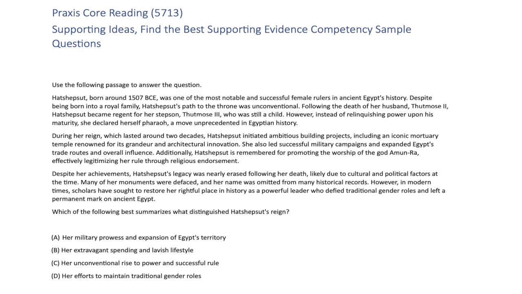When we take a look at the question, we notice that they are looking for a statement that best summarizes what distinguished Hatshepsut's reign. So we want to make sure that our answer choice is somewhat of a summary of her reign. The passage highlights Hatshepsut's unconventional path to the throne and her overall successful reign as pharaoh, making answer choice C the correct answer choice. A, B, and D, while they are all concerns and issues in the story, the question is asking about what made her reign distinguished and different. So C is the best summary, which is her unconventional rise to power and successful rule.